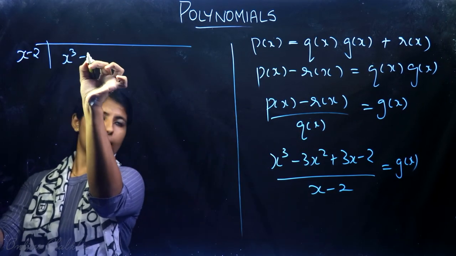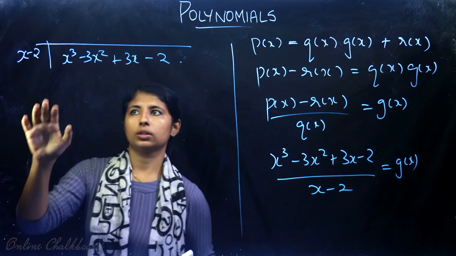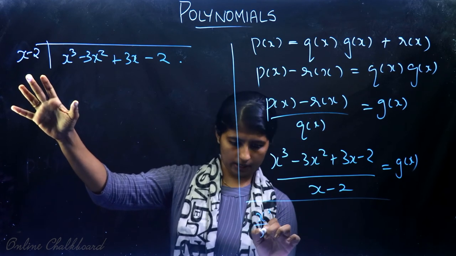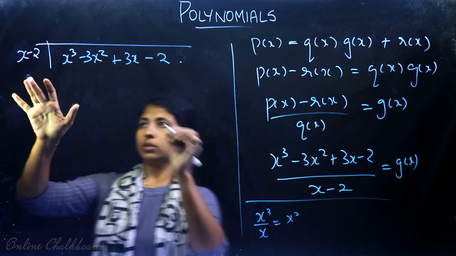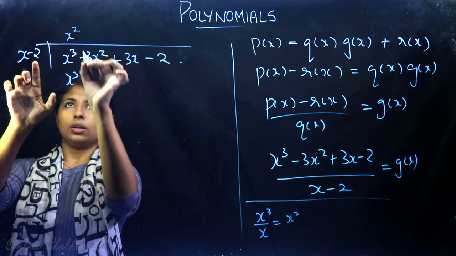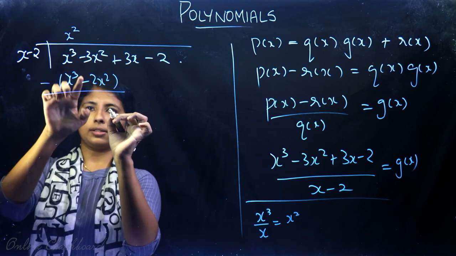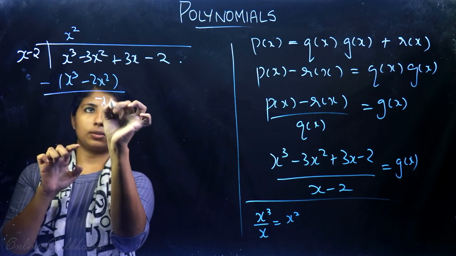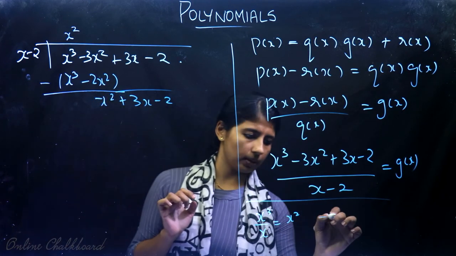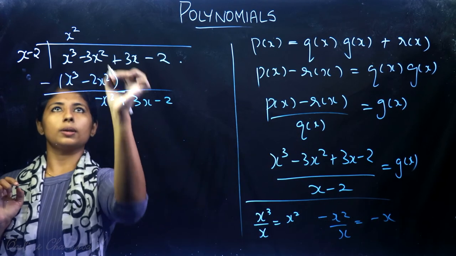x cube minus 3x square plus 3x minus 2. Here, do rough work. x cube by x equals x square. So the first term of the quotient is x square. x square into x is x cube, minus 2x square, subtract: minus 3 plus 2 is minus x square. Rest of them comes down. Then again, minus x square divided by x is minus x. So it would be minus x.